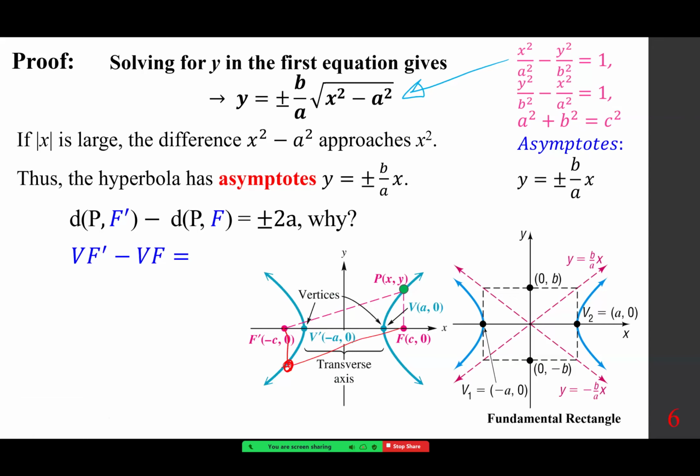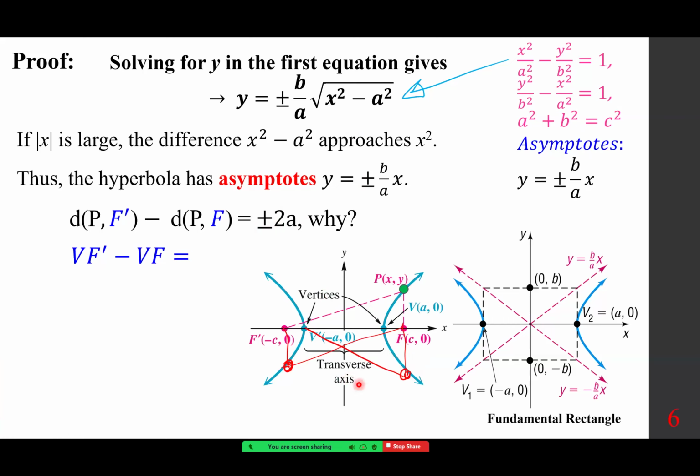You pick this point. And again, the reason we go with plus or minus 2a, or sometimes an absolute value, is because it depends which one is positive and which one is negative. So vf prime minus vf. As you can see, this graph is symmetric with respect to both the x and the y-axis.